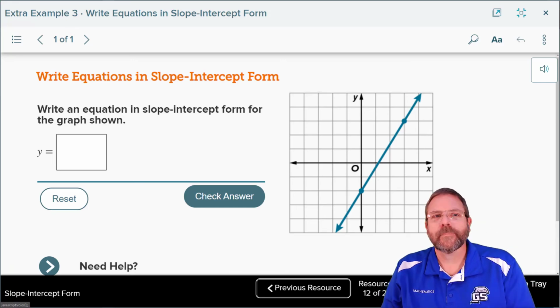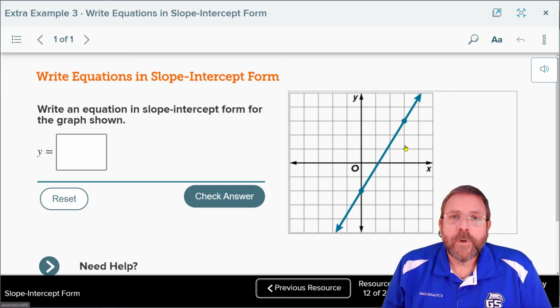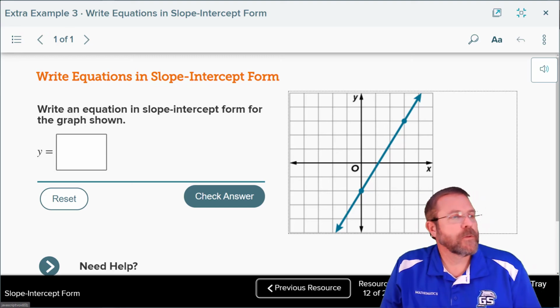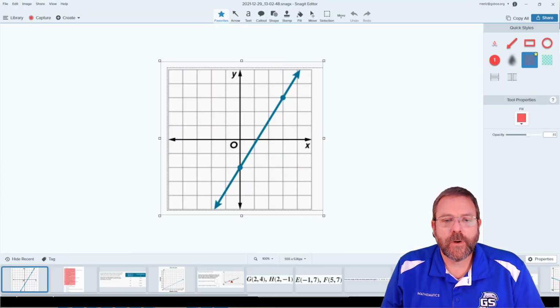Go. How'd it go? First thing I want to do is acknowledge that my y-intercept is right here, and that's going to be a -4. Let me go ahead and take a screenshot of this so we can actually draw it out on paper and show you exactly what my thought process is.